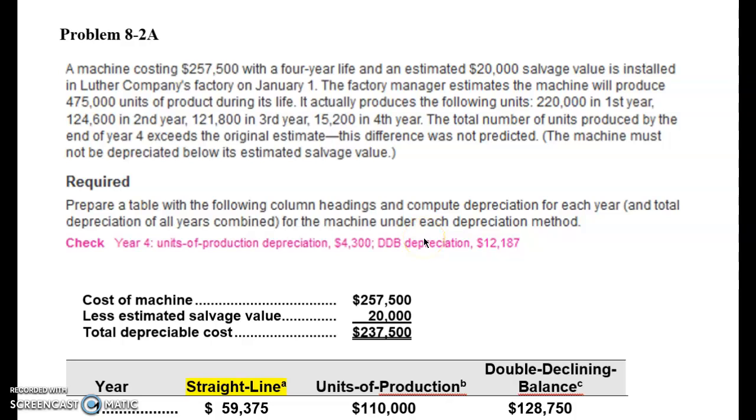Chapter 8, Solutions Part 1. Let's jump into a big example that I think will help you totally understand depreciation for this chapter.